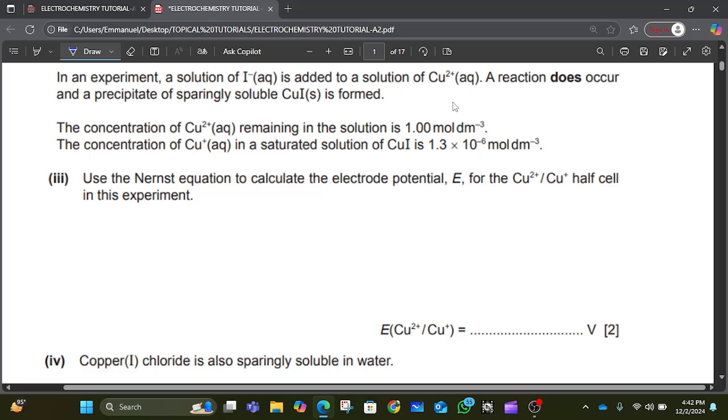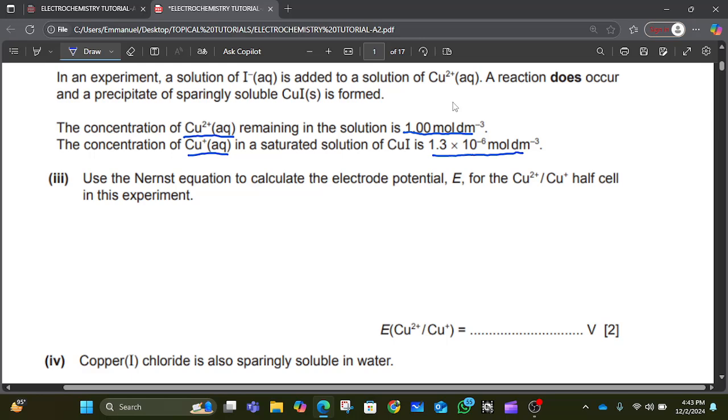In an experiment, a solution of I-(aq) is added to a solution of Cu2+(aq). A reaction does not occur, and a precipitate of sparingly soluble CuI(s) is formed. The concentration of Cu2+(aq) remaining in the solution is 1.00 mol per dm3. The concentration of Cu+(aq) in a saturated solution of CuI is 1.3 times 10 to the power minus 6 mol per dm3.